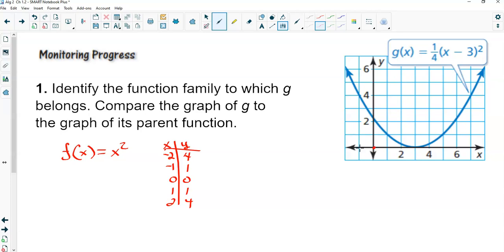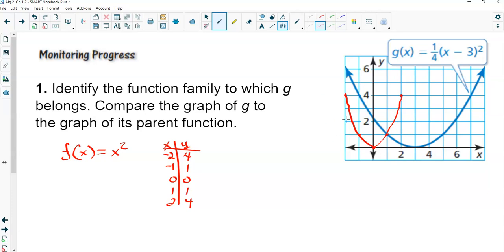At 0, 0, at -1, it will be 1. At -2, it will be 4. Then the same thing happens on this side. So it basically goes like this. I'm not going to be able to draw very well with this pen. I won't lie, but I'll try my best. So that didn't come out that bad. It looks something like that.